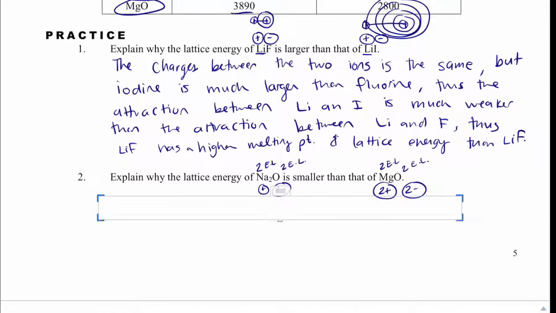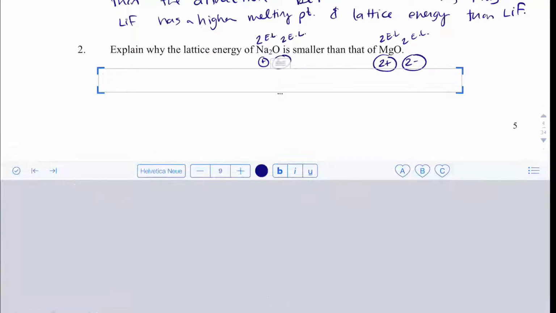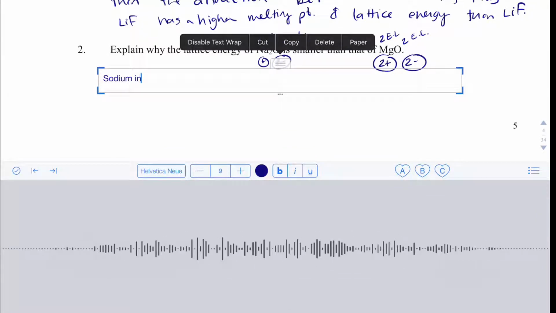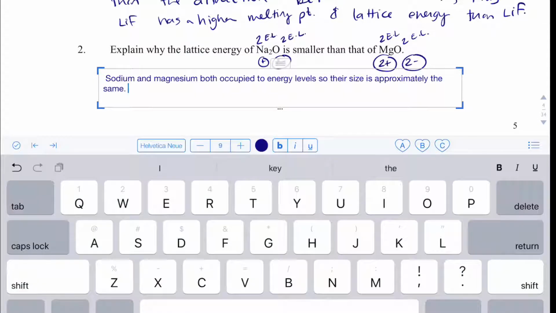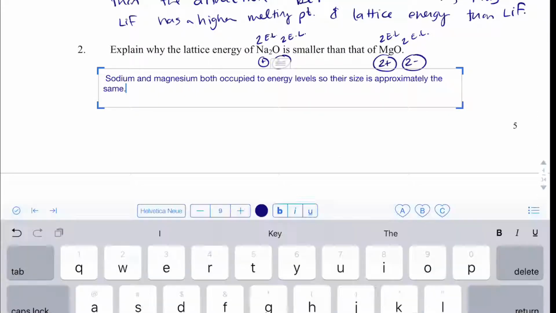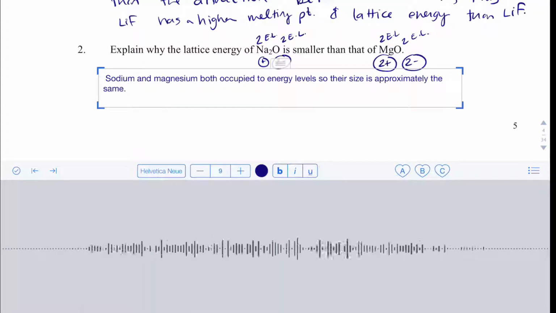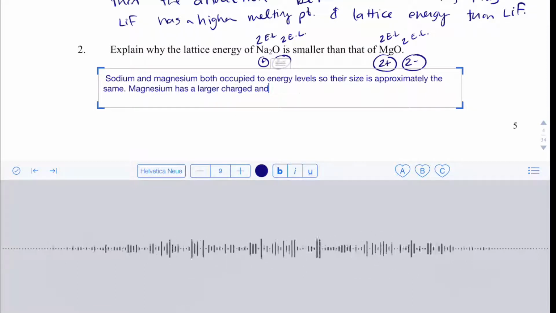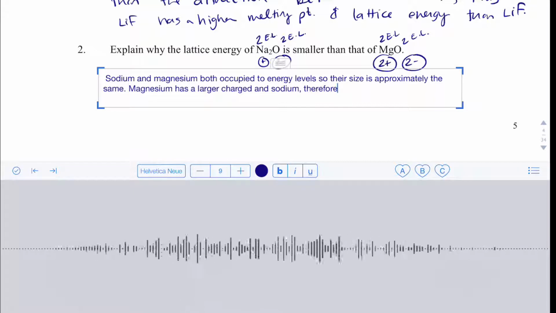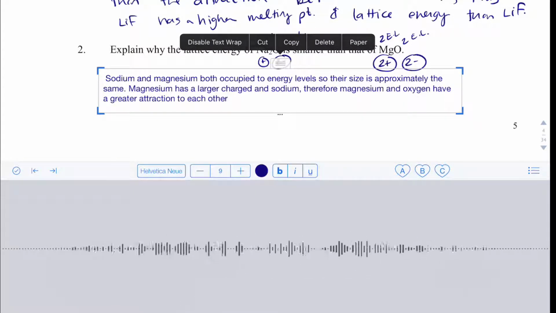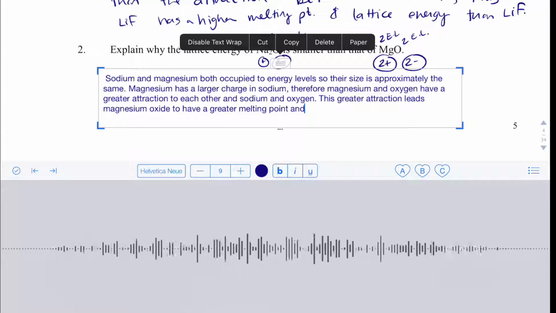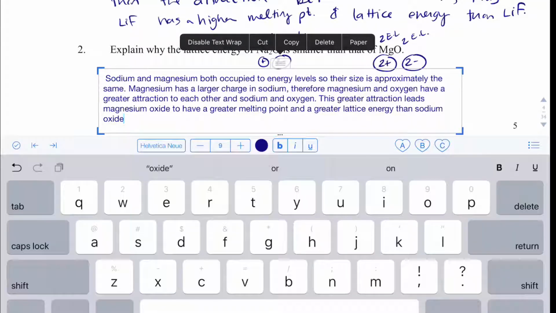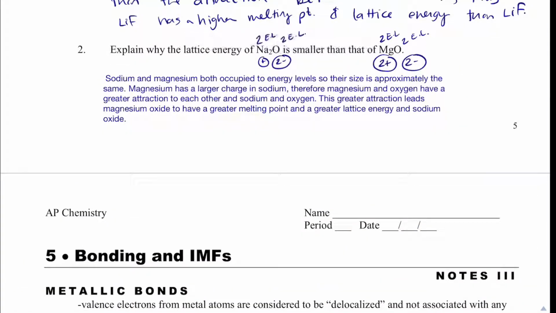Okay, so what I would start out by saying is the energy levels are the same, but then I would add that the charge is different, and an answer like that would be all that you need. So compare what's the same between them, what's different, and why does that difference make a difference.